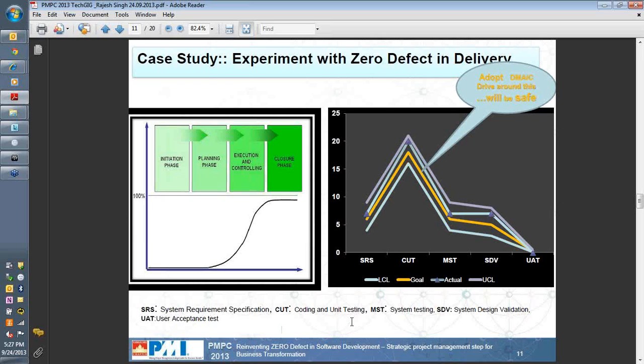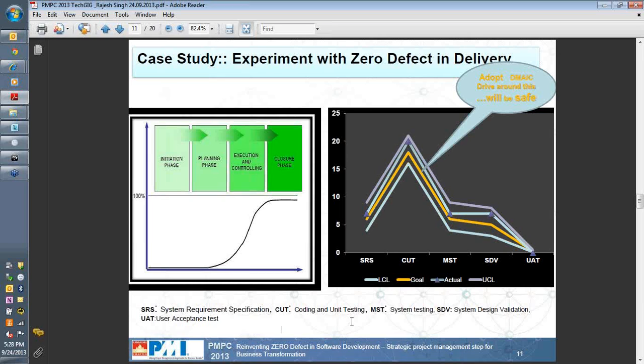So basically we need to always try that whatever actual you are achieving in the project should be going parallel, in between the two control limits, to the goal. If you follow this kind of chart, our experience has been that we have been able to deliver quality deliverables to the customer with zero defects.